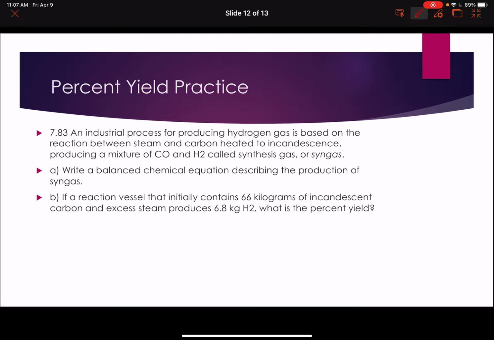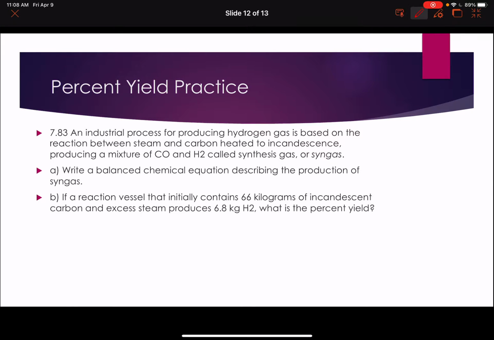Awesome. So here is a practice. An industrial process for producing hydrogen gas is based on the reaction between steam and carbon heated to incandescence, producing a mixture of CO and H2 called synthesis gas or syngas. So we got two problems. Write a balanced chemical equation describing the production of syngas. And then the next question, a reaction vessel that initially contains 66 kilograms of incandescent carbon and excess steam produces 6.8 kilograms of H2. What is the percent yield?